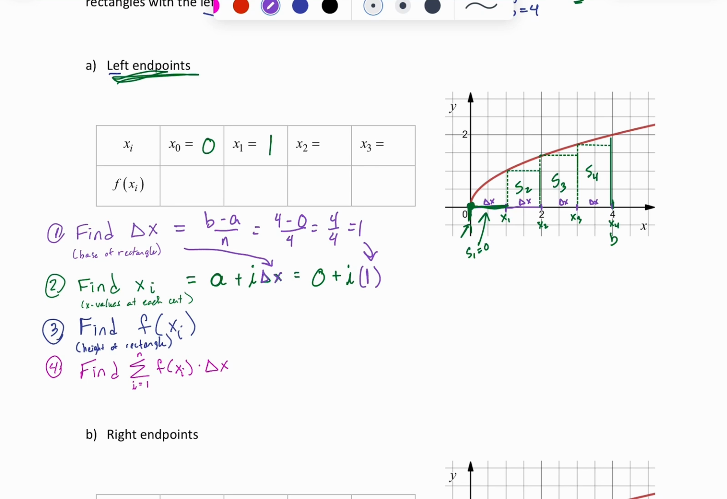Or the previous step. So our final xi is equal to just i. So I have 0, 1, 2, and 3. They're all equal to the index. So 0, 1, 2, and 3.